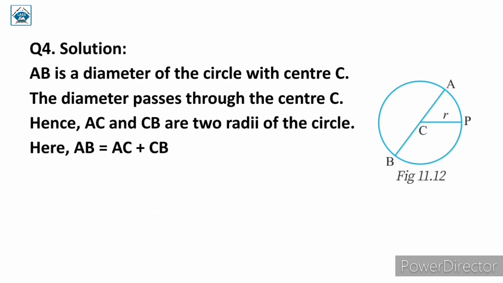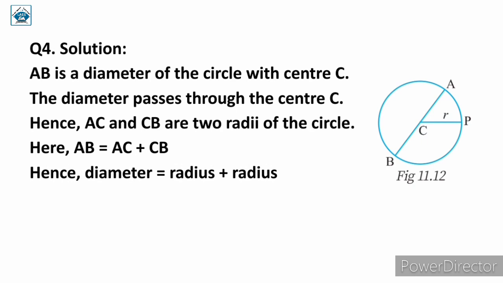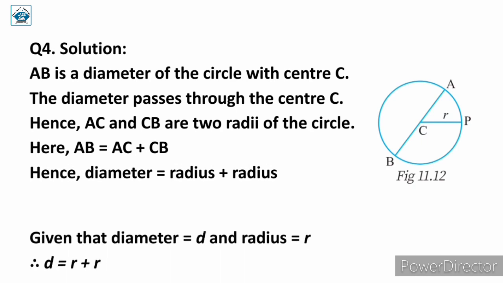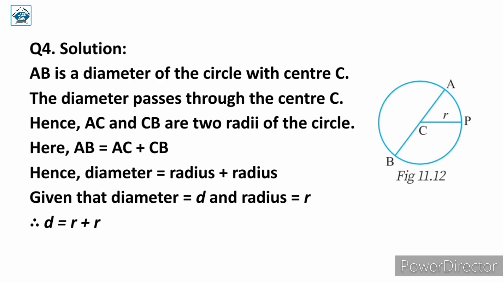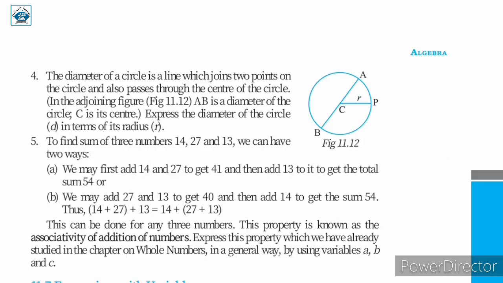Here, AB is equal to AC plus CB. Hence, diameter is equal to radius plus radius. Given that diameter is equal to d and radius is equal to r, we have d is equal to r plus r. And we know that r plus r is equal to 2r. So, in this way, you need to write the solution in your notebook.